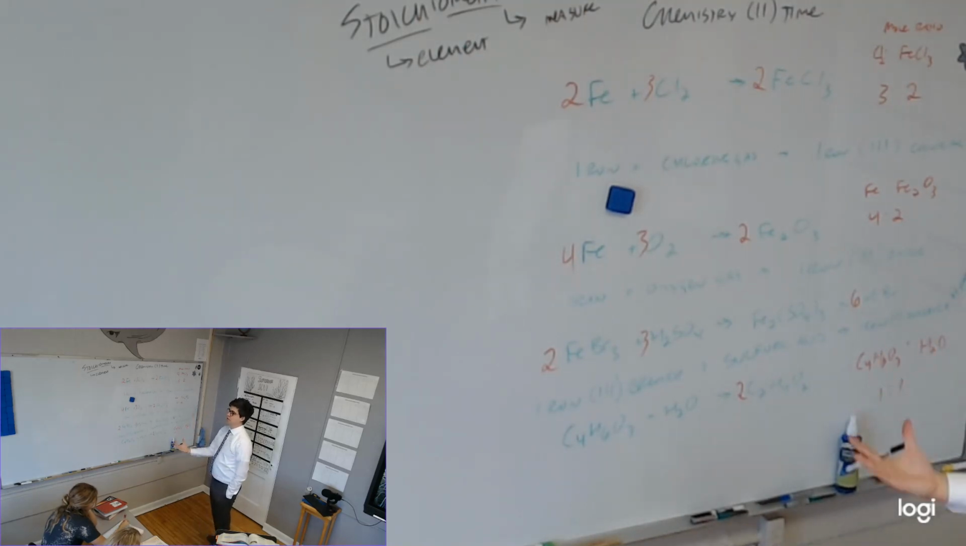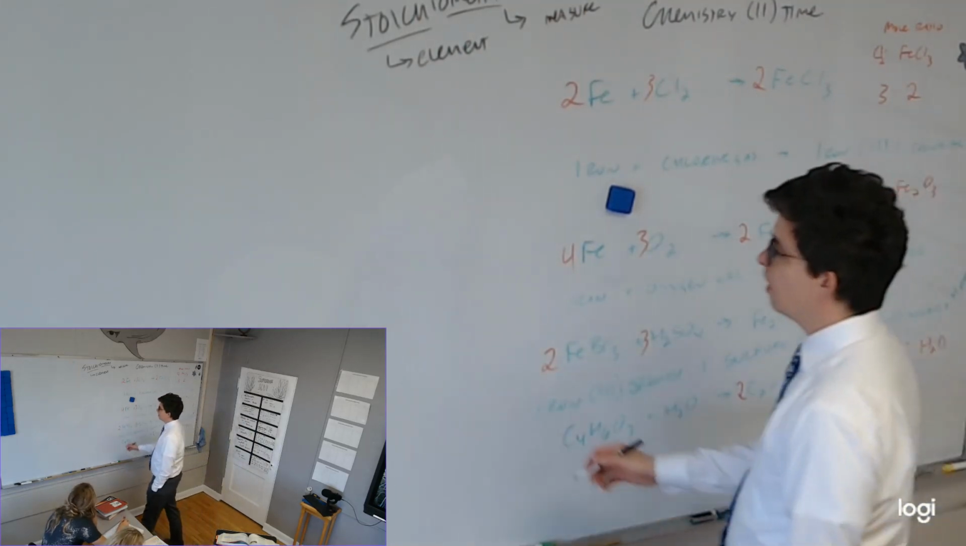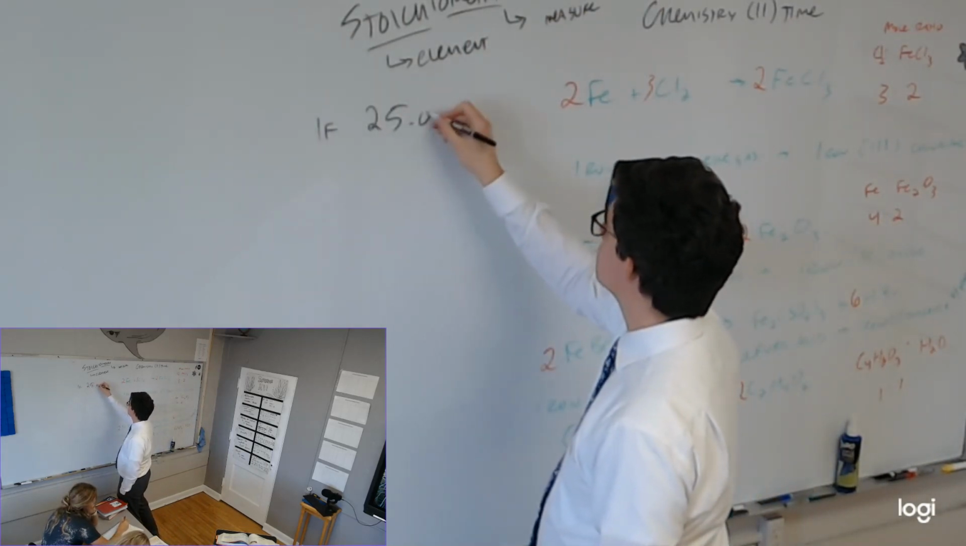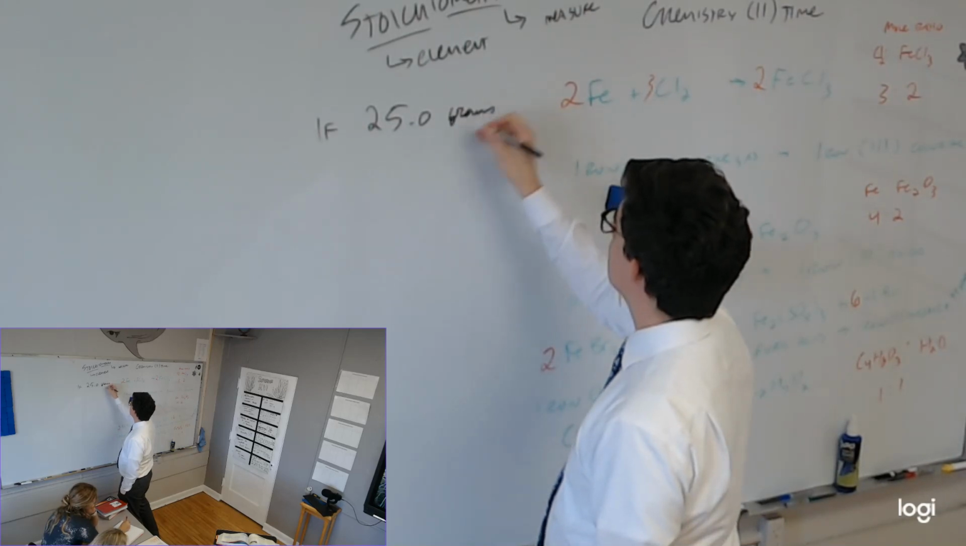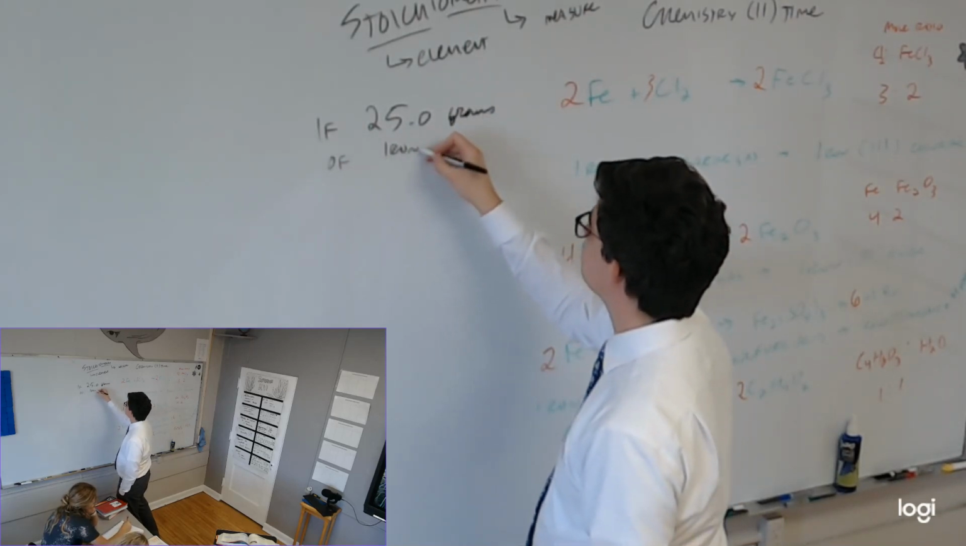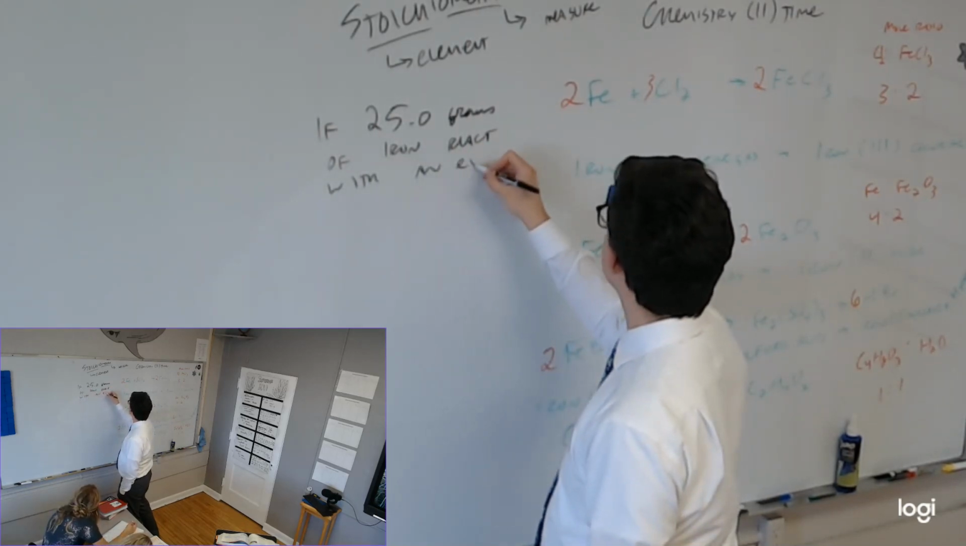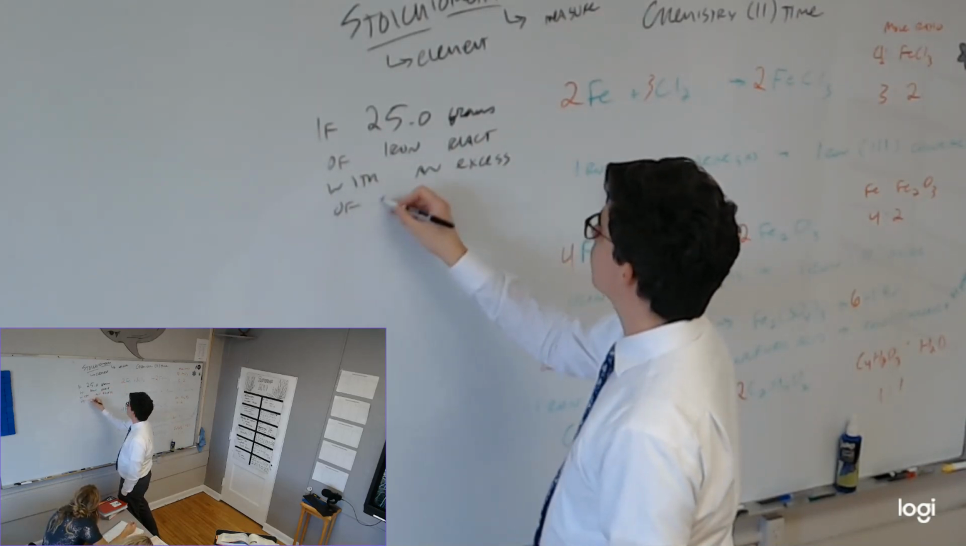A common stoichiometry problem that you might have would be something like: if 25.0 grams of iron react with an excess of chlorine gas.